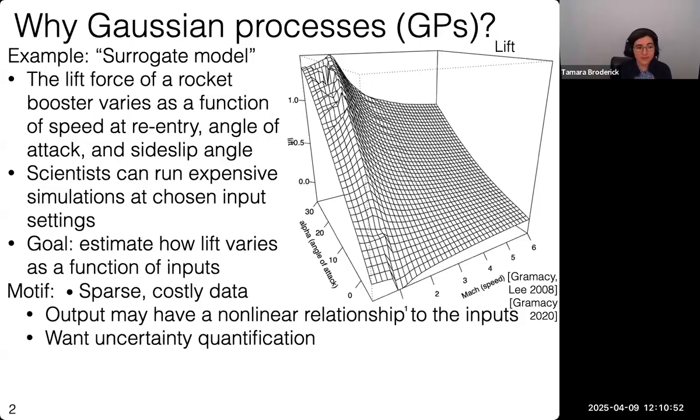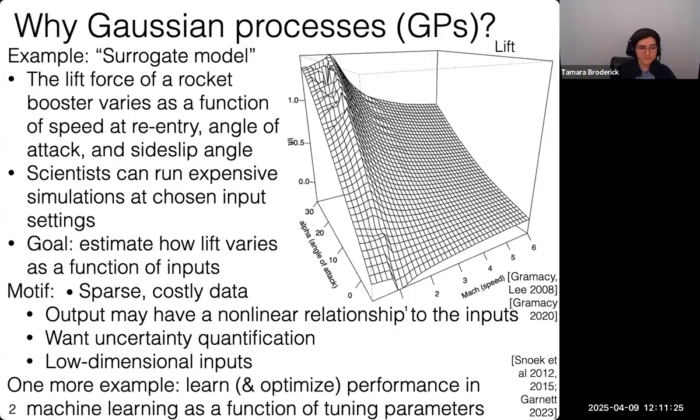Maybe we'd like to run more experiments there. I also want to highlight something that was true of the oceanographic model as well as this model, that the number of inputs is relatively low dimensional. What I mean by that is there's just a handful of inputs. So in the oceanographic model, the inputs were latitude, longitude, and time. So that's 3. In this case, we're looking at speed at reentry, angle of attack, and side slip angle. That's 3. So that's going to be another common place where people are using Gaussian processes very effectively, where this is a useful regression application.